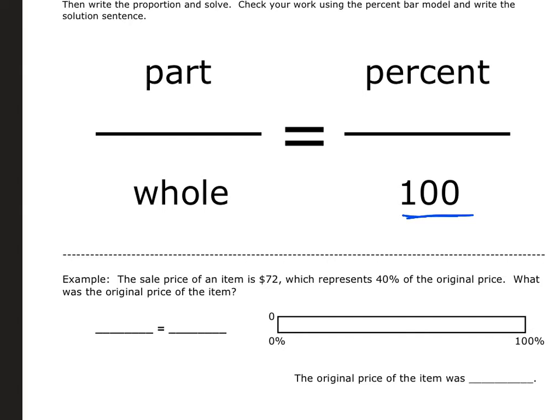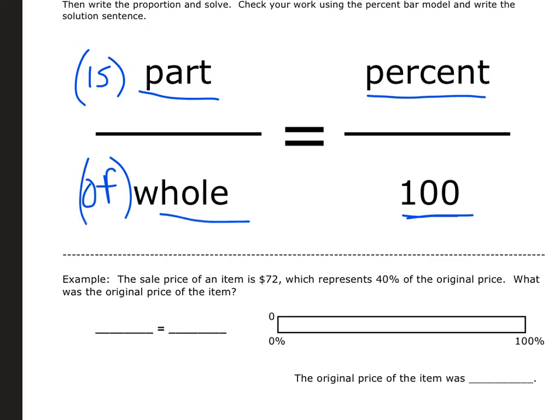The percent in the problem will go here. The part will go here. The whole will go here. Sometimes you can identify the part and the whole by the words "is" for the part, and "of" for the whole. And again, the percent goes here.